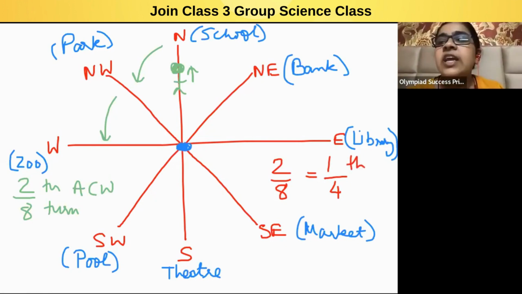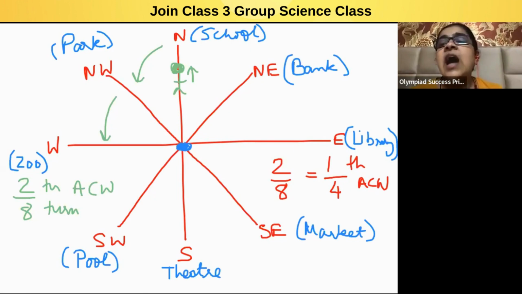So you know what? In the question paper, if they say, what is 1 by 4th turn in the anti-clockwise direction, if you are facing towards the school, what will be your answer? Your answer will still be zoo. Your answer will still be zoo.